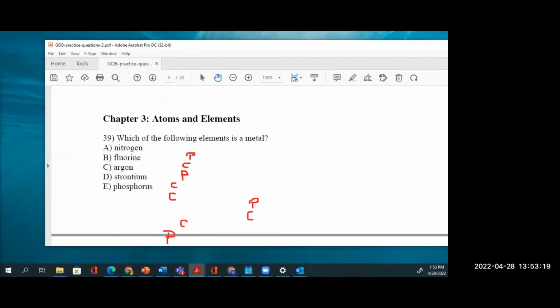Chapter 3. You guys ready? Atoms and elements. So which of the following elements is a metal? A, nitrogen. B, fluorine. C, argon. D, strontium. E, phosphorus.